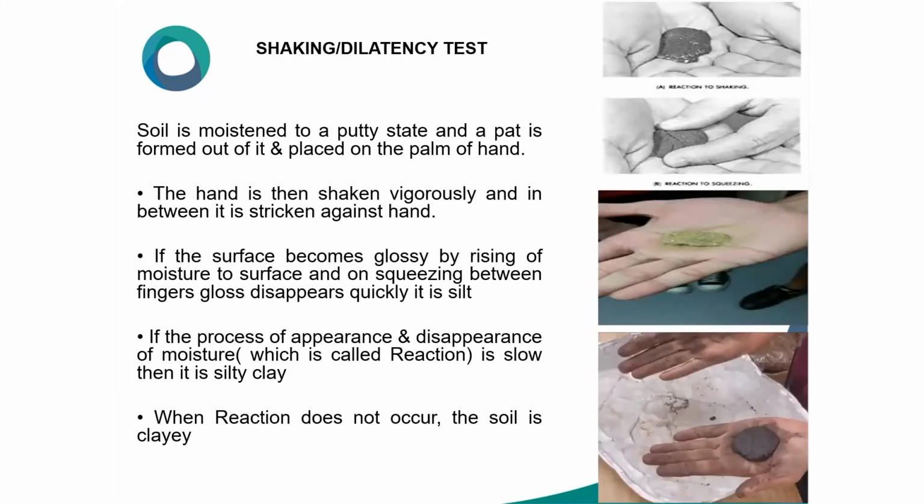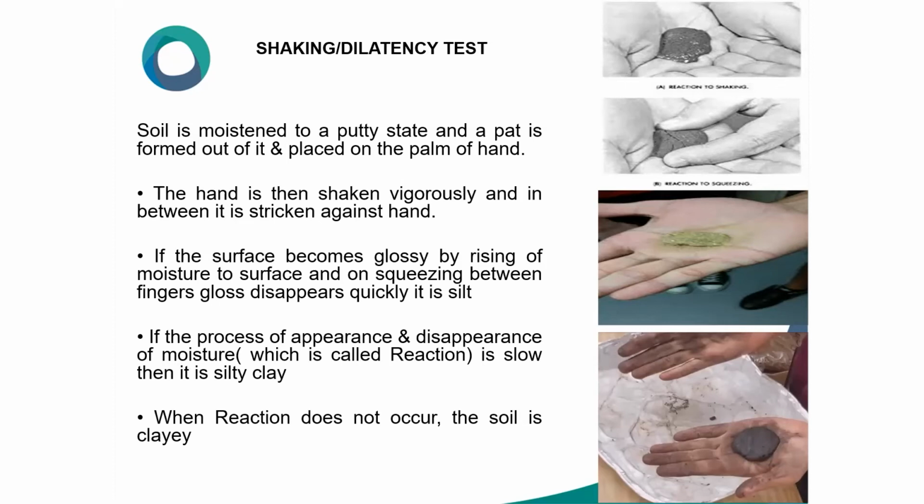The shaking and dilatancy test. I told you, once you go to the field, you should understand the soil sample. How will you do it? Take the soil sample, put some moisture in your hand, try to compress it. You can see whether a shining color comes, whether it is squeezing, whether it is sticky. Every step will tell the nature of the soil immediately.